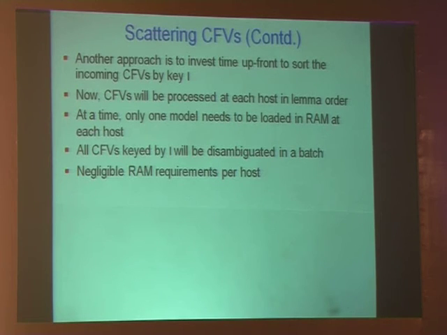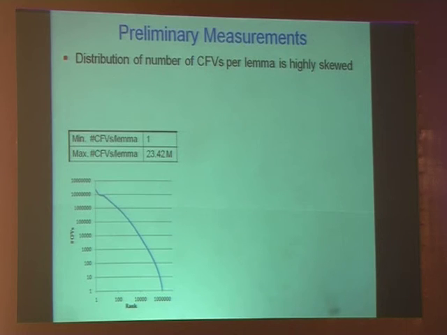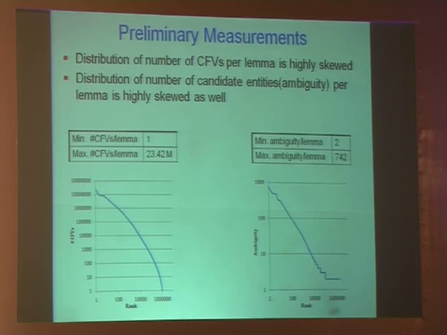So we went ahead and did some calculations to further convince us. The distribution of the number of CFVs is highly skewed as well. If you want to understand the number of CFVs per lemma, it's equivalent to the encounter rate of a lemma. The minimum number of CFVs per lemma is just 1, and the maximum is 23.42 million. So again, a highly skewed distribution towards the lower side. And not only that, the distribution of the number of candidate entities is highly skewed as well, with the minimum being just 2 and the maximum being 742.